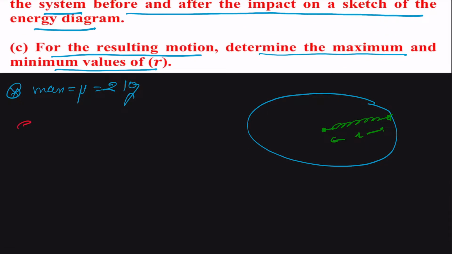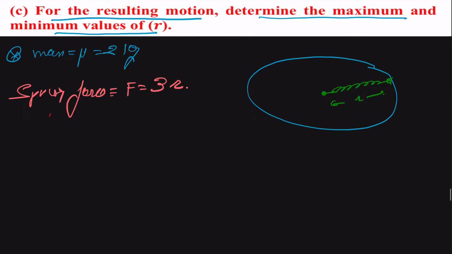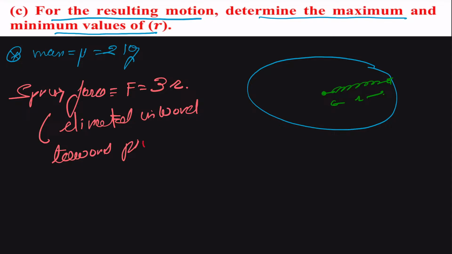So we are given spring force, which is F, and that is equal to 3 times r, and it will be directed inward toward the pivot. So the force F will be directed toward the pivot point.